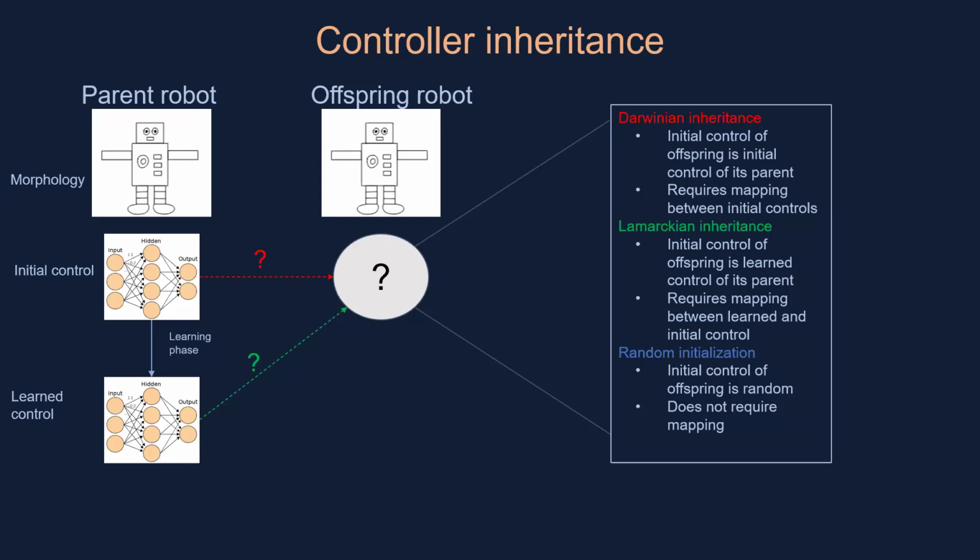There is a Lamarckian inheritance. In this sense, the initial control of the offspring is the learned control of the parent. And this therefore requires a mapping between the learned control and the initial control. You can also completely randomly initialize the controller. So this is just a random initialization or a random inheritance, which is also possible.